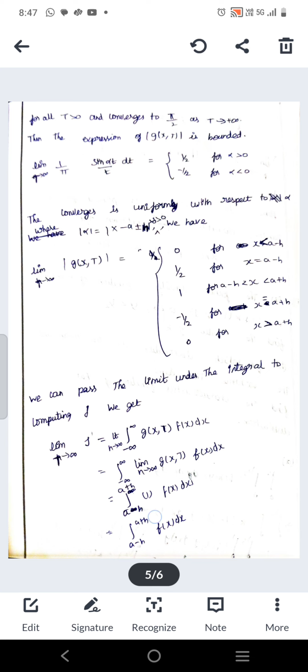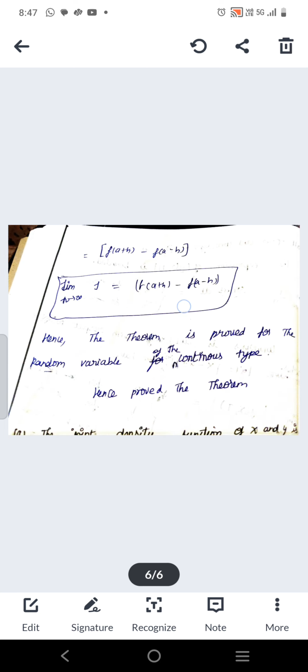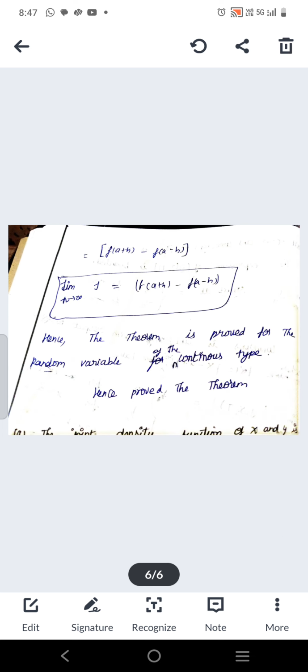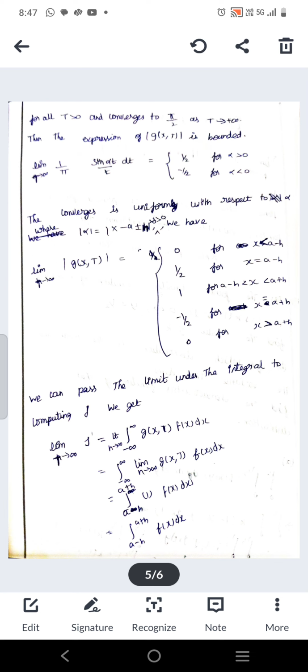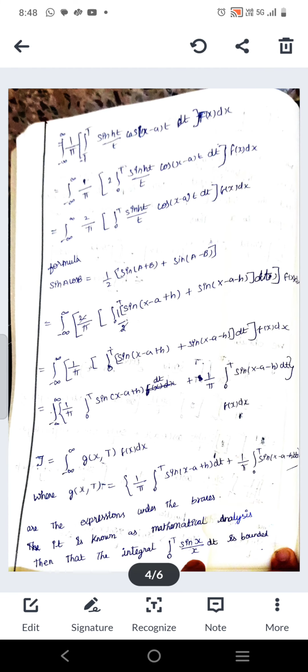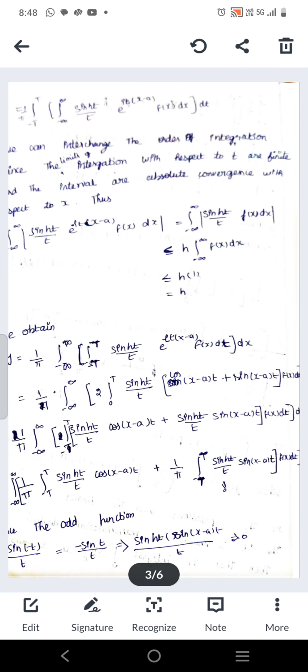So alpha plus h and alpha minus h, we have this term, and finally we have substituted x as a plus h minus x minus a minus h. So this is the limit t tends to infinity of j, we get f of a plus h and minus f of a minus h. This is only the proof for the continuous type alone. We have the discrete type also. Discrete type you write in exam time. Similarly we get the discrete type also, hence proving the theorem. We have seen that this is one of the important questions.